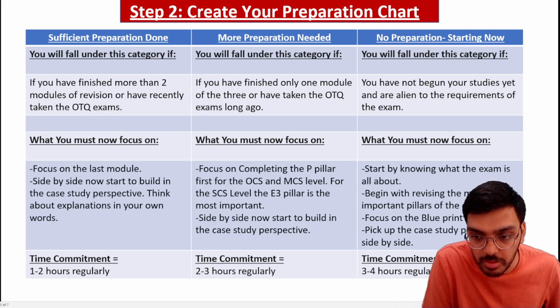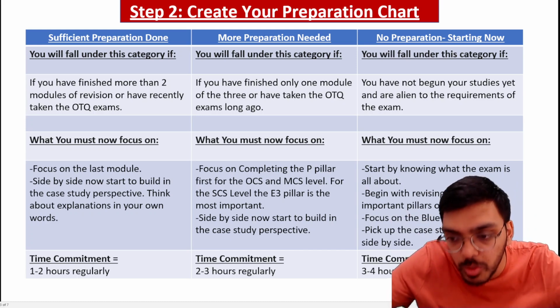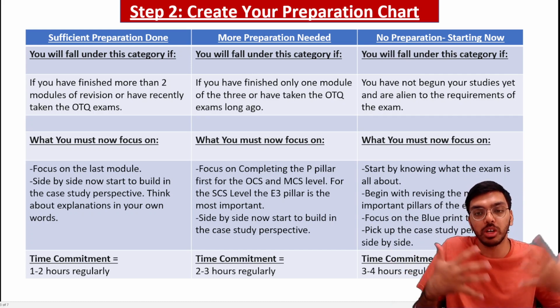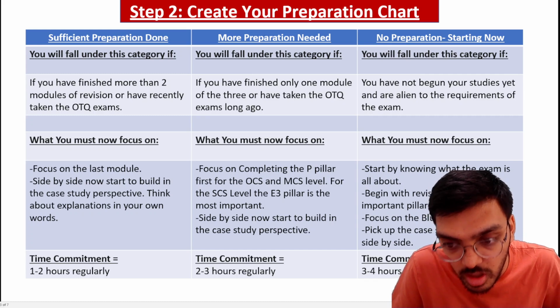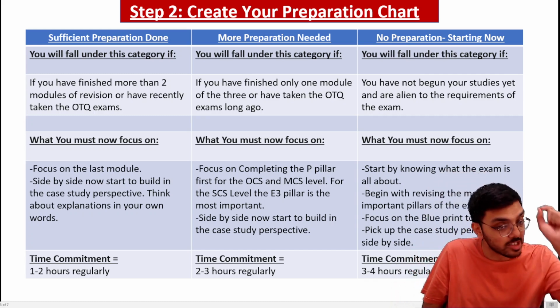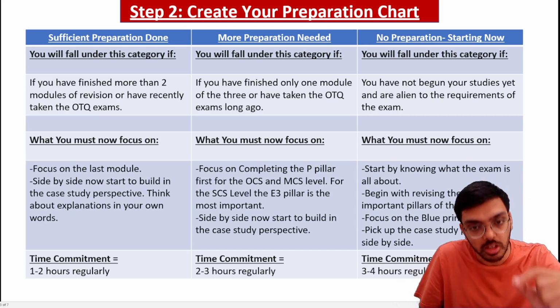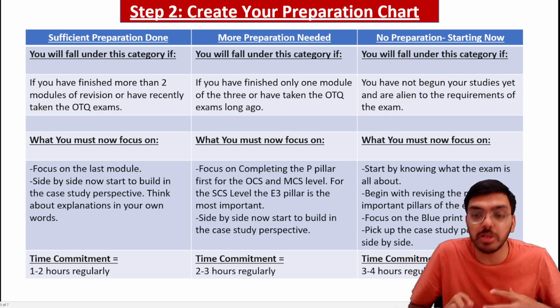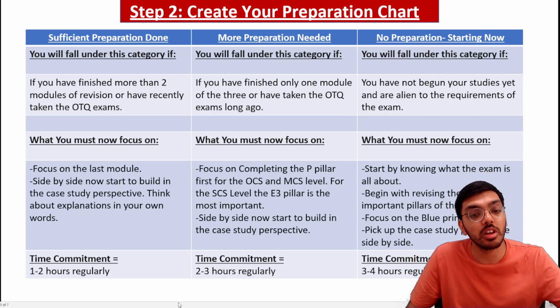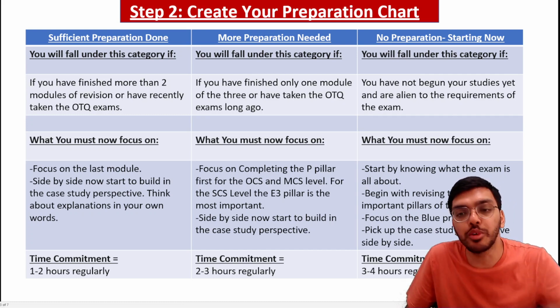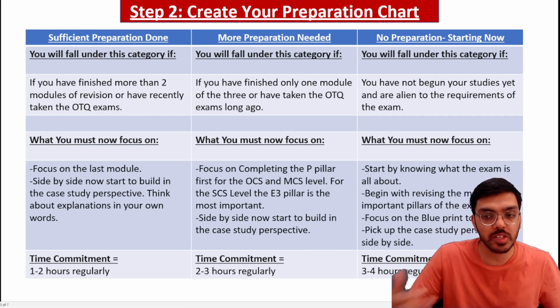So towards the end, we will also give you the blueprint explanation document that comes from us to save your time in terms of revision. That's only a revision document. It's not the only document that you have to study from. It's a revision document, but it will aid your revision greatly. And then, as always, you have to pick the case study perspective side by side.